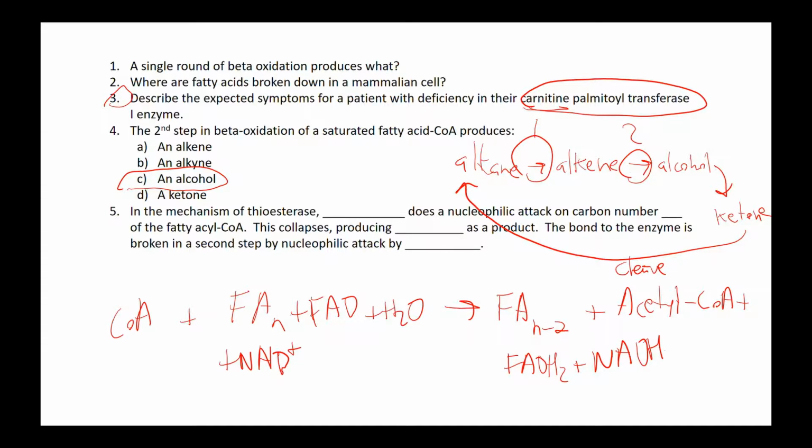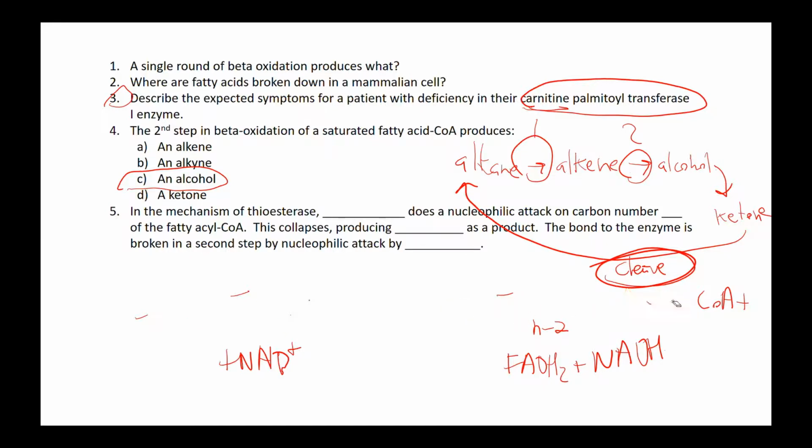All right, number 5, it's asking about the mechanism of thioesterase. That's this cleavage enzyme here at the end. So how does this enzyme work? I'll go through it. The mechanism of thioesterase: there's actually a cysteine that does the nucleophilic attack on which carbon?